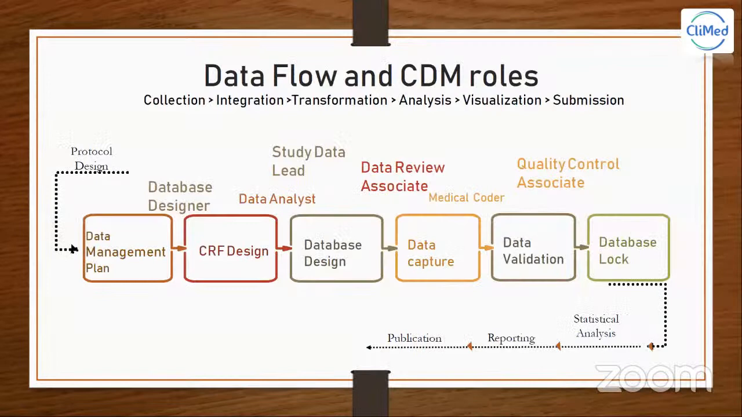Okay, so next is how data flows and in which part of the data flow CDM roles are included. There is a collection of data which starts, and then each step happens: analyzing, integration, transformation, visualization, and submission. So this goes in a flow, from point 1 to the end. When you get a study protocol, what next? As a data manager, you will be given a study design and a study protocol. Then these are the steps: the data management plan, then a CRF design where you will be involved, database design, data capture, data validation, and data lock, all during the process until the data goes through statistical analysis.